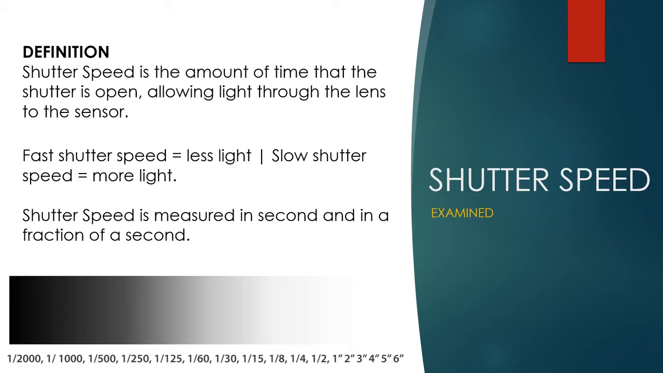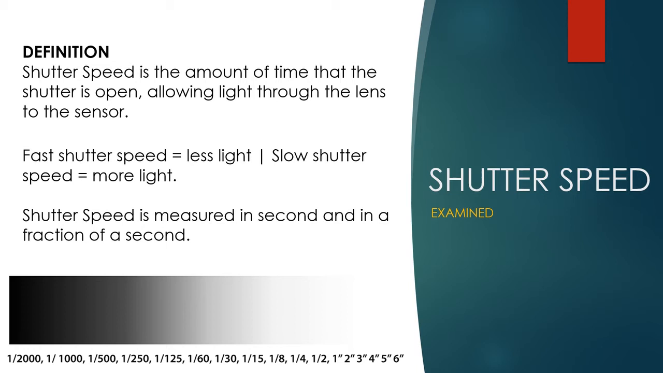Now the quotation mark is a symbol of seconds. So as you can see here, the middle is 1/60. This is where we have the average amount of light going through to your sensor.